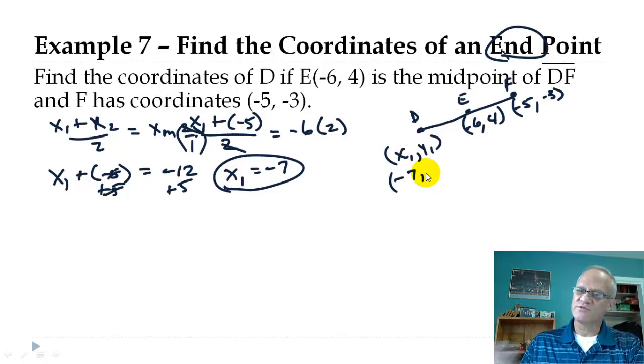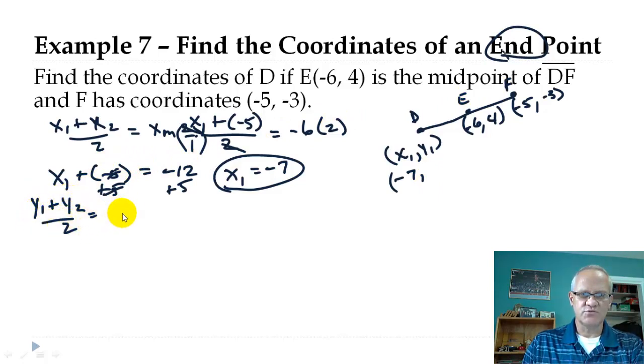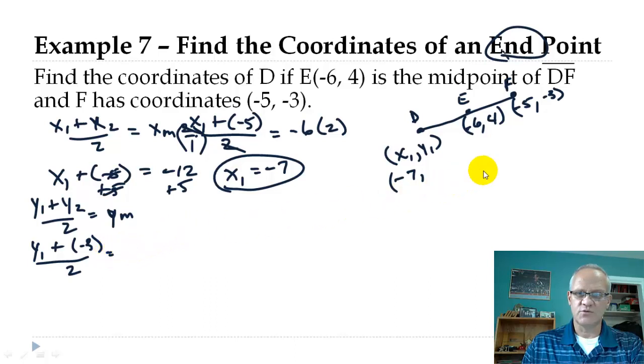And guess what? Now we do the same thing with the y's. And so before, remember again, y sub 1 plus y sub 2 divided by 2 would equal the y sub m, or the middle y. And so we plug it in. What's our first y? We don't know what that is. So y sub 1. What's our second y? That's this one out here, the outside one, -3. So plus -3 divided by 2 has to equal the y in the middle, which is 4.